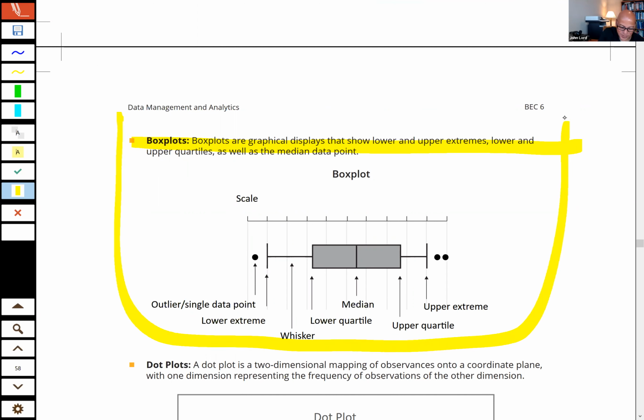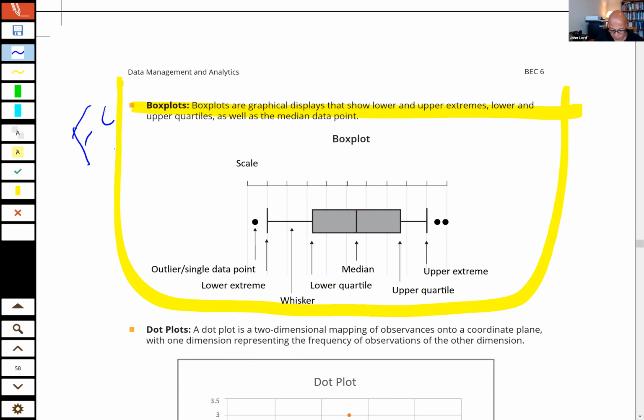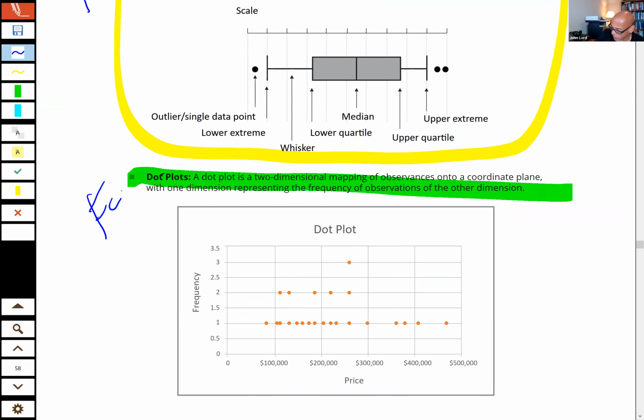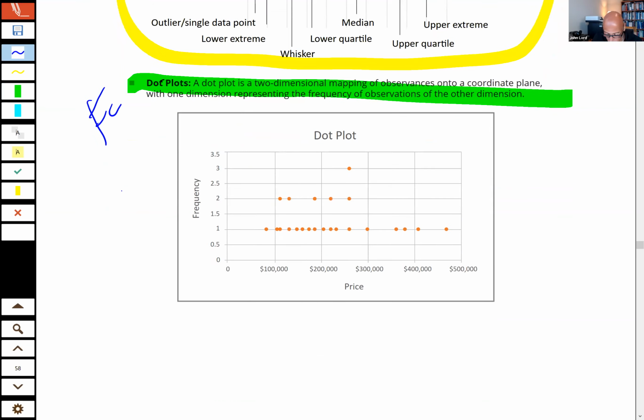Okay, flashcard what they say about a box plot. I don't know what to tell you. And then you can have dot plots. They can be two-dimensional, I guess, whatever. Flashcard this, guys. At some point, I'm getting bored with this.